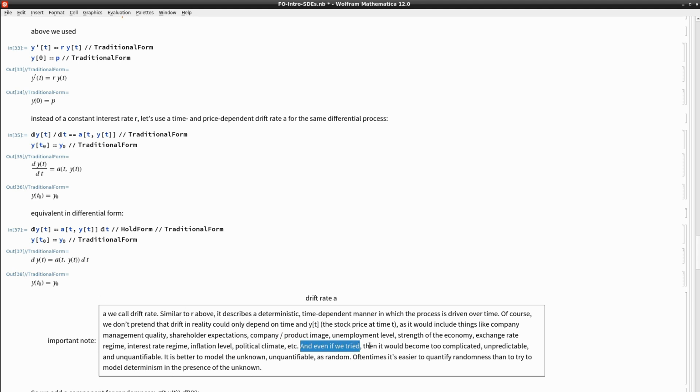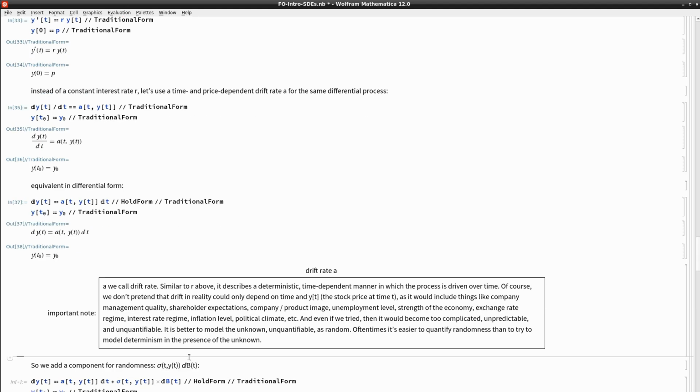And even if we tried, then such a model would simply become too complicated, unpredictable, unmanageable, totally unwieldy, and also unquantifiable. So in stochastic differential equations, it's better to model the unknown, the unquantifiable, as random, rather than trying to develop a complicated deterministic modifier. Usually it's easier to quantify randomness than to try to model determinism in the presence of the unknown. And this is how we're getting into stochastic calculus.